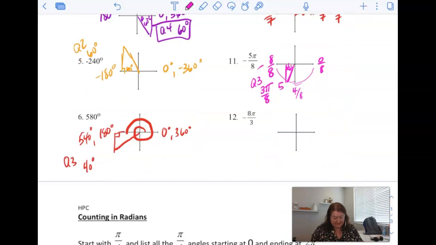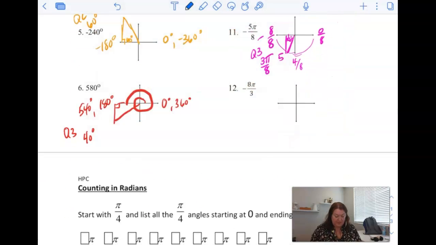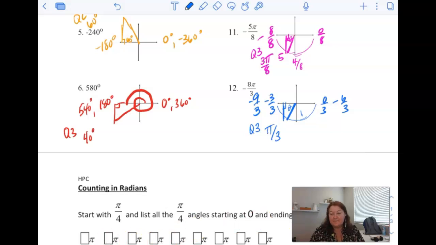All right, and our last one, we have negative 8 pi over 3, 0/3, negative 3/3, negative 6/3, negative 9/3. Looks like we're going to be pretty close to negative 9/3, right? So again, we're imagining this entire bottom circle being cut into thirds, and we're at 6/3 when we were over here. So 7/3, 8/3 would be right about here. And that leaves us 1/3 as the central angle. So this is quadrant 3. 1/3 is the angle that gets us to the nearest x-axis.